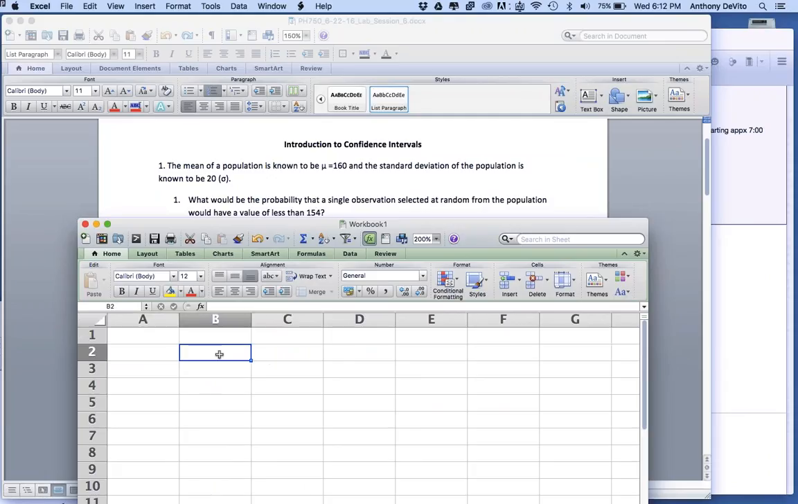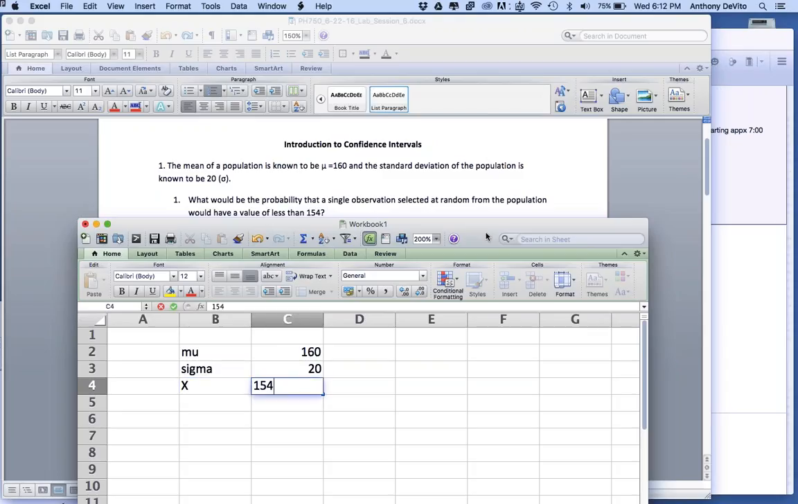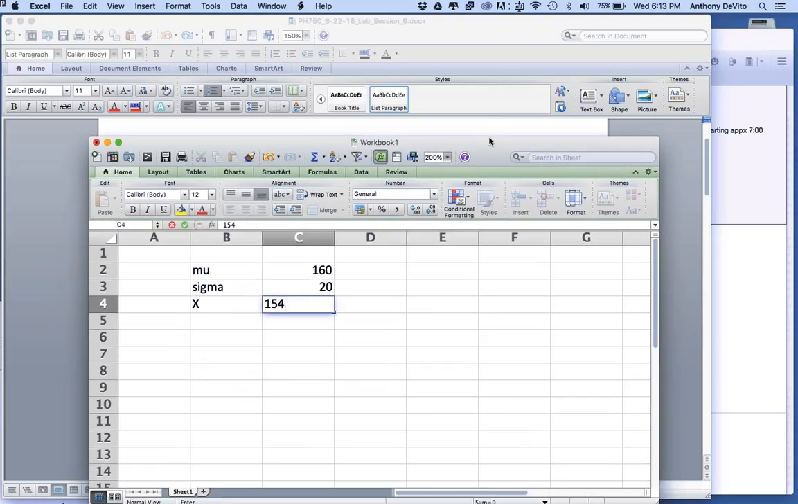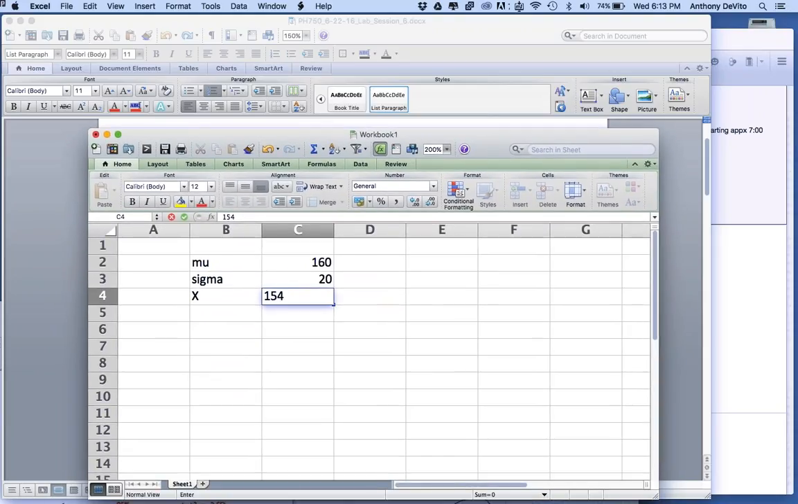So let's see. The mean mu is equal to 160. The standard deviation sigma is equal to 20. And the value I'm interested in, x, is equal to 154. I want to know the probability that a single observation selected at random would have a value of less than 154, to the left of 154 in the distribution.